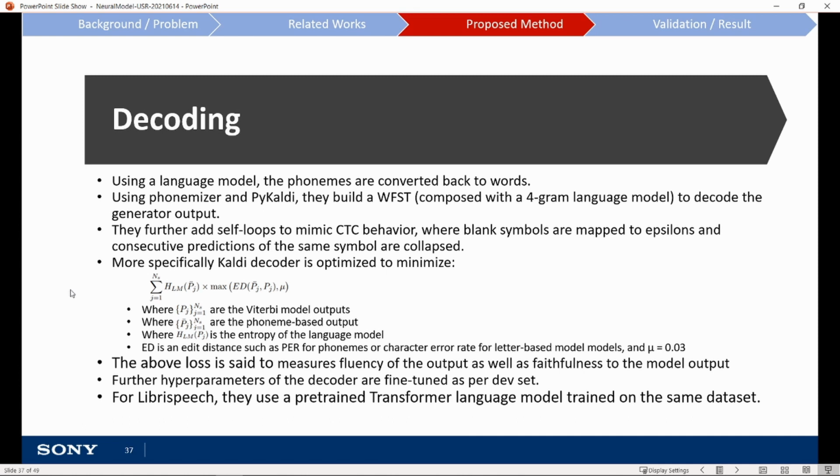Now for decoding, this is not part of their contribution. They use an already existing language model to convert the phonemes back to words. They do multiple experiments in this. For some experiments they use a pre-trained transformer language model, and for other experiments they used a weighted finite state transducer with a 4-gram language model, and they compare results of multiple approaches with that.